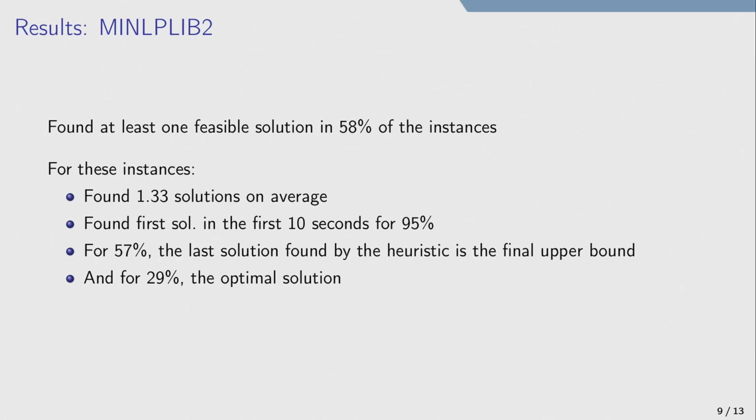These are not very significant statistics, but the nice thing is that for 95% of the instances, that solution was found by this heuristic in the first 10 seconds. So Couenne was able to use a feasible solution very quickly.